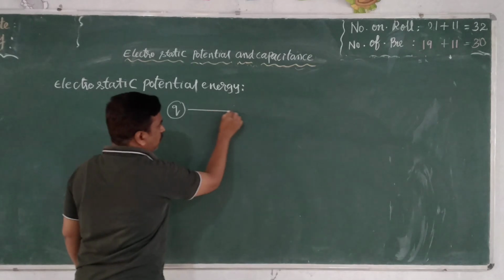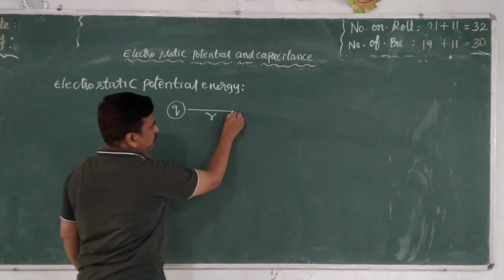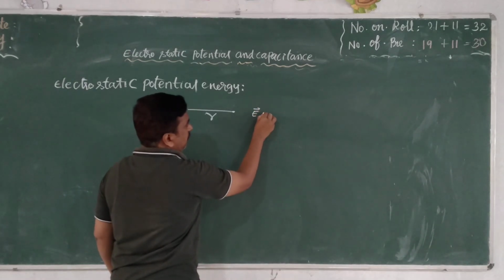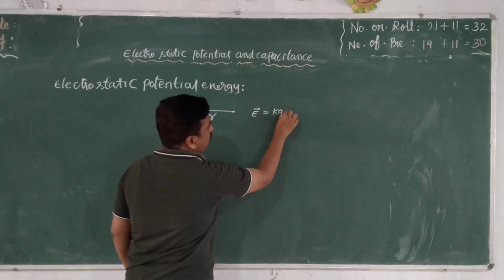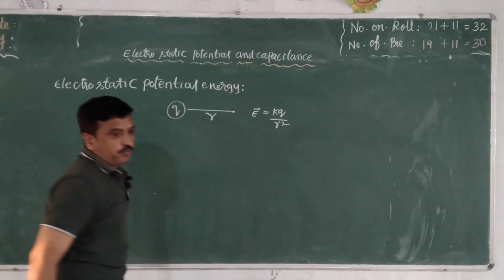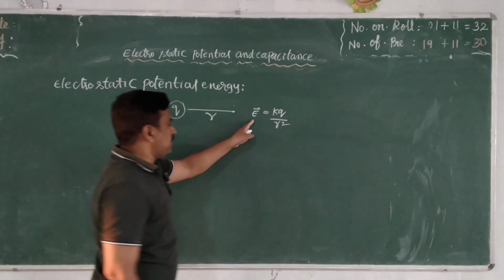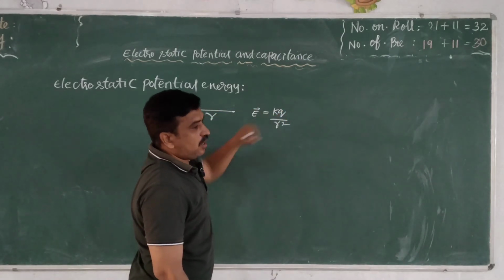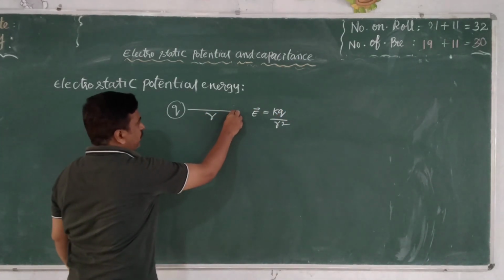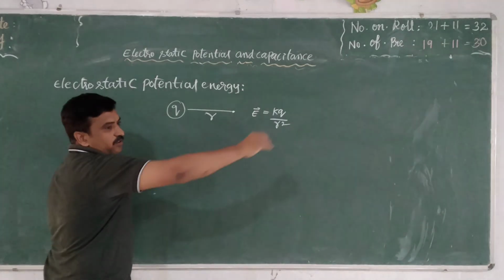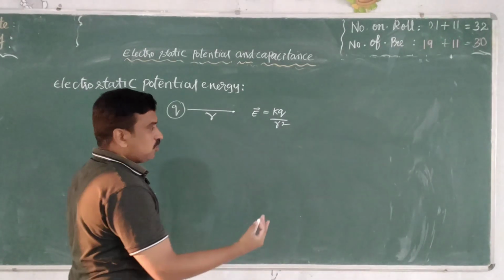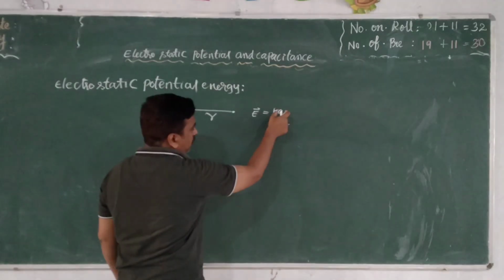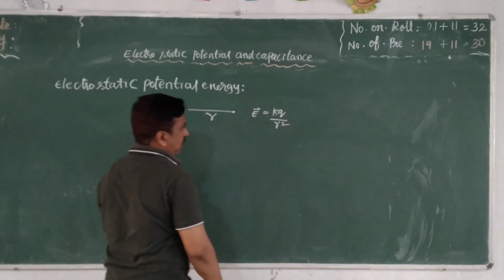Due to this charge, at this distance from this point, what is the electric field now? Electric field equals kq by r square. So electric field is a vector quantity. For example, here for a positive charge the field acts away from the positive charge, and for a negative charge it acts towards the negative charge. Electric field equals kq by r square.